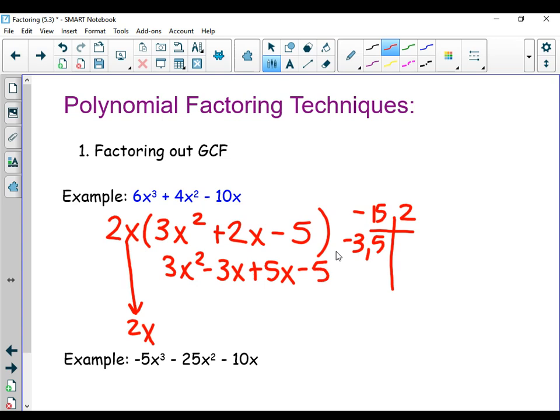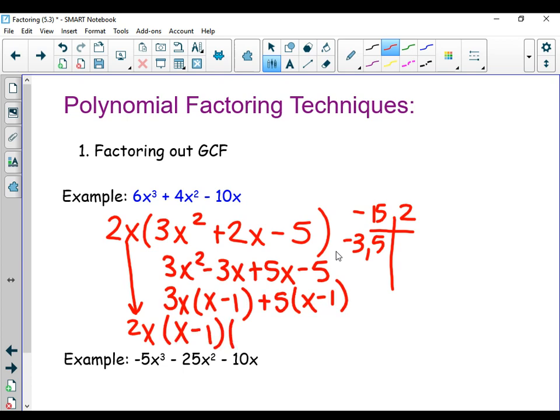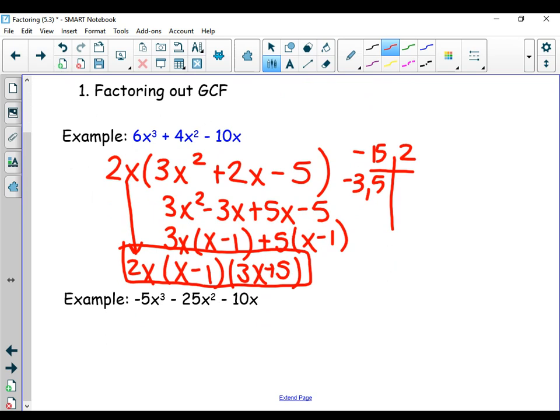All right, factor by grouping, I can take a 3x out. I can take a 5 out. And I have an x minus 1 and a 3x plus 5. So for me, if I leave that 2x down there, I don't have to worry about forgetting it or anything of that nature. Any questions on that one?